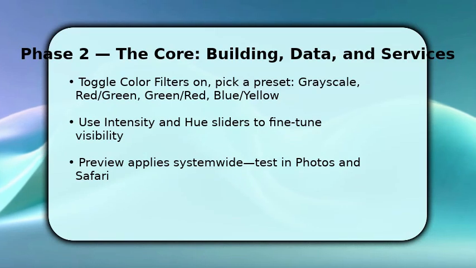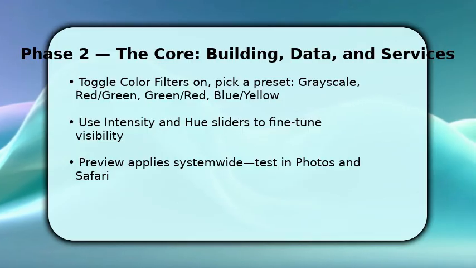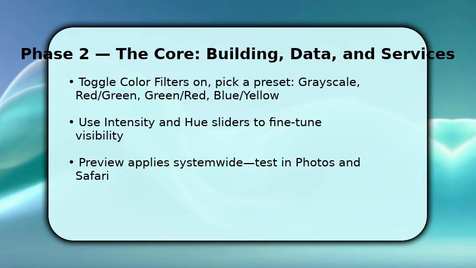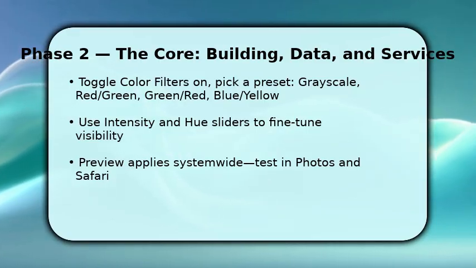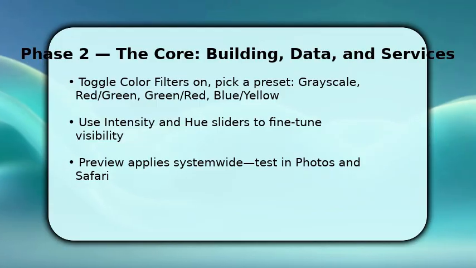You toggle color filters on, then choose the preset that matches your needs. For color blindness, pick red/green or green/red. For tint preference, try blue/yellow, or use grayscale to remove color. Once selected, use the intensity and hue sliders to calibrate. Small changes matter. They shift contrast and saturation across the UI.